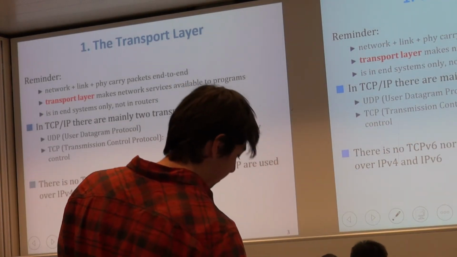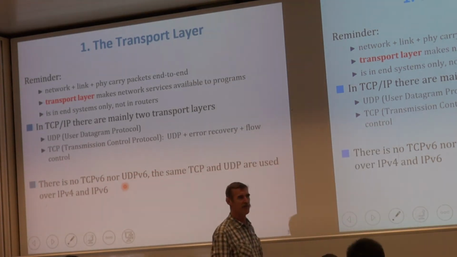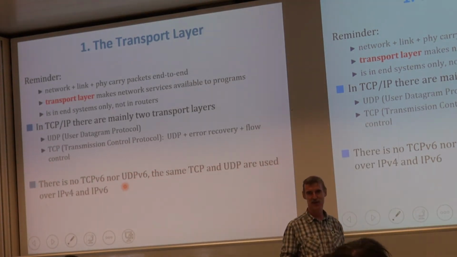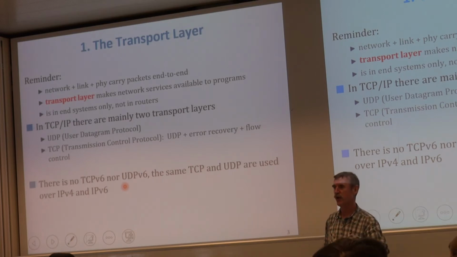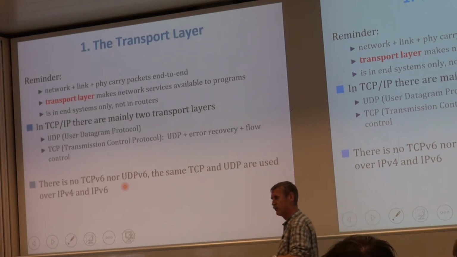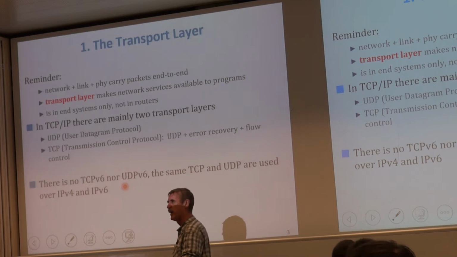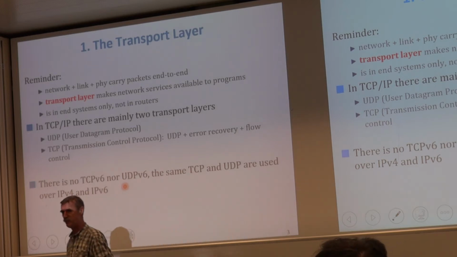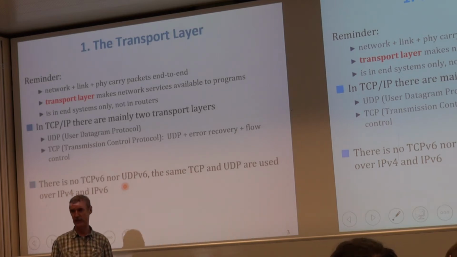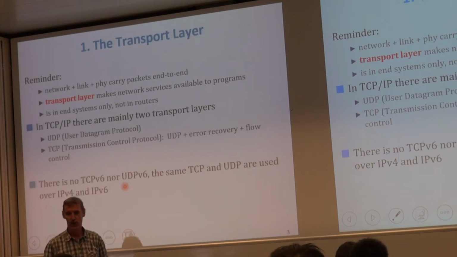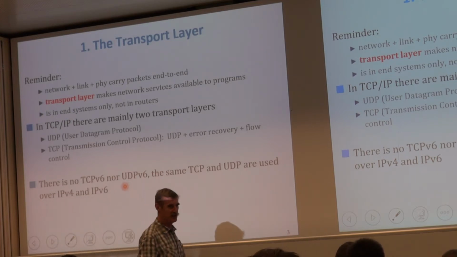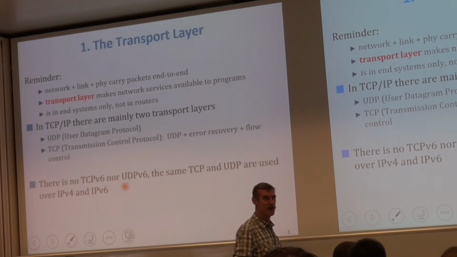First thing to realize is there is no TCP v6. There is no UDP v6. That's the good news. At the layer above the network layer, like at the layers below, there is not a MAC v6 or a MAC v4. There is only IPv4 and IPv6. TCP is the same, whether you use v4 or v6. The protocol is the same.